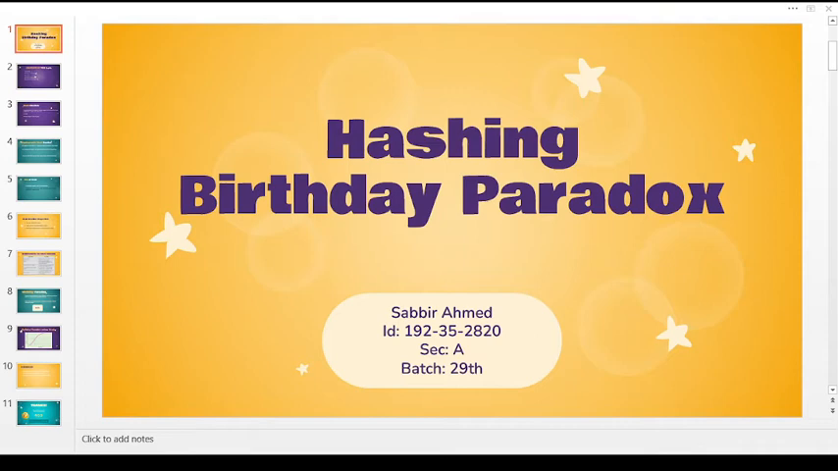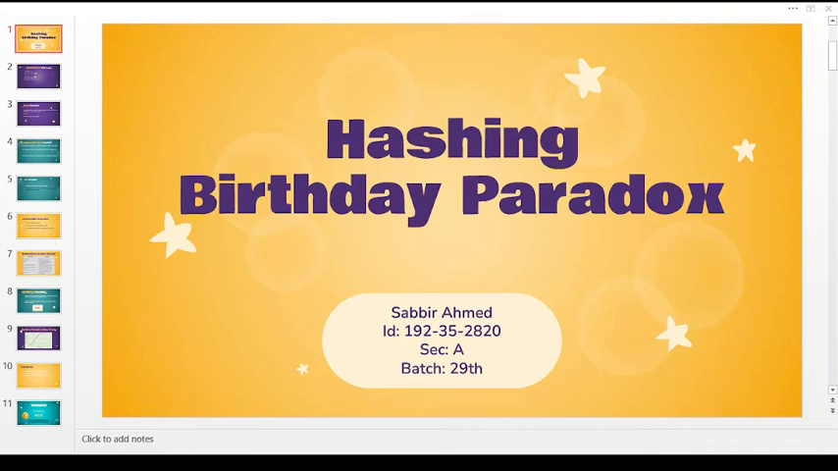ID 192352820. Today I discuss hashing functions and also discuss the birthday paradox using hashing functions. We all know security is important for protecting data. Sometimes it is important to be able to prove that no one has modified the data. You can do this with a hashing algorithm.